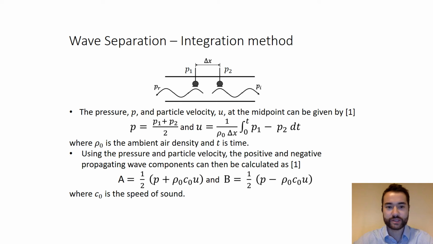In order to control the transmitted and reflected wave components separately, these need to be separated using a wave separation method. In this case, we've used the integration method. It uses two closely spaced pressure sensors in the duct, and you calculate the average pressure and the particle velocity at the midpoint between these two sensors using this equation here, where you take the average pressure, and the particle velocity is calculated from the pressure gradient. Using the pressure and particle velocity at the midpoint, we're able to calculate the positive and negative propagating waves in the upstream and downstream sections of the duct using the two equations here.